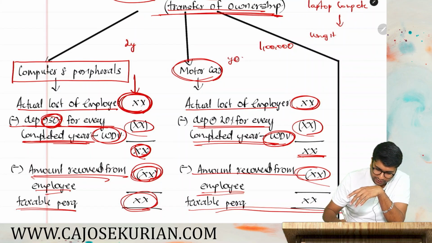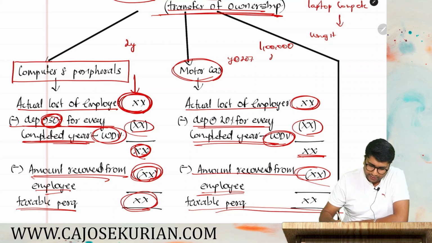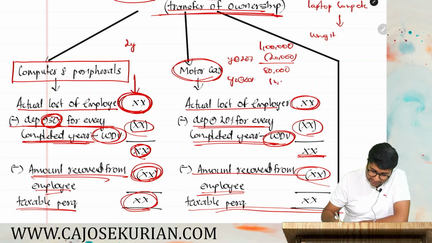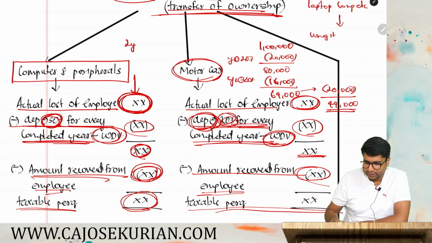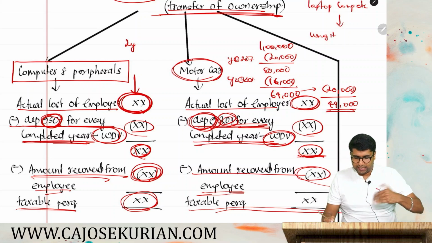Then year 1 depreciation at 20% on WDV basis. That means 20,000 you have to deduct. Then the remaining value is 80,000. In year 2, again depreciation at 20%. 20% on 80,000 will be 16,000. So in year 3 the value will be 64,000. From the 64,000, the employee has paid say 20,000. So you deduct the 20,000 and the remaining 44,000 shall be the taxable value of perquisite. So for every completed year of use, you have to deduct 20% on WDV basis. From the remaining value, you deduct the amount recovered from the employee and the rest shall be the taxable value of perquisite.